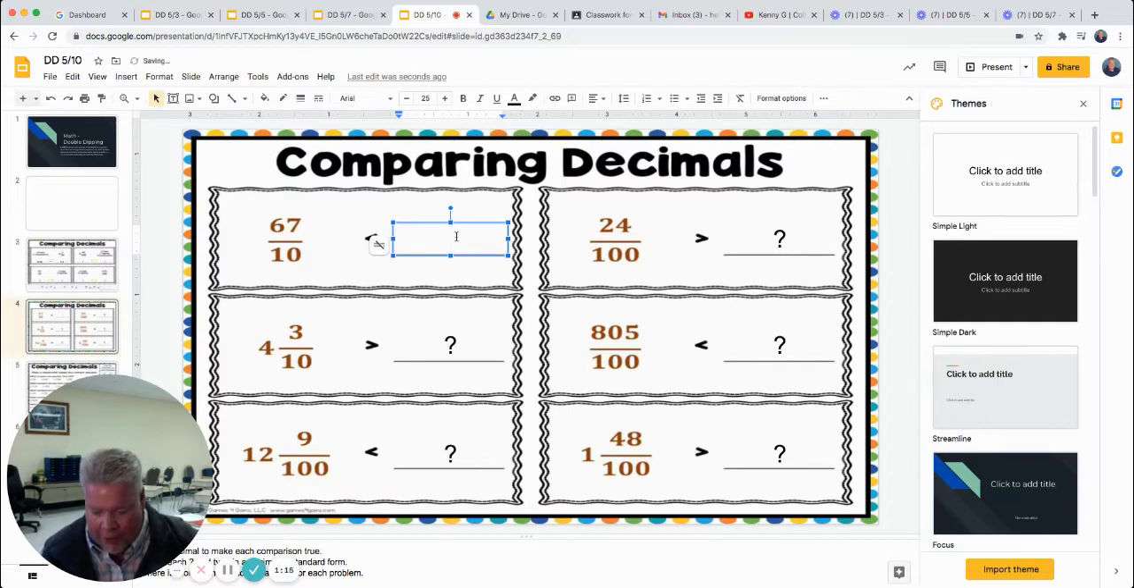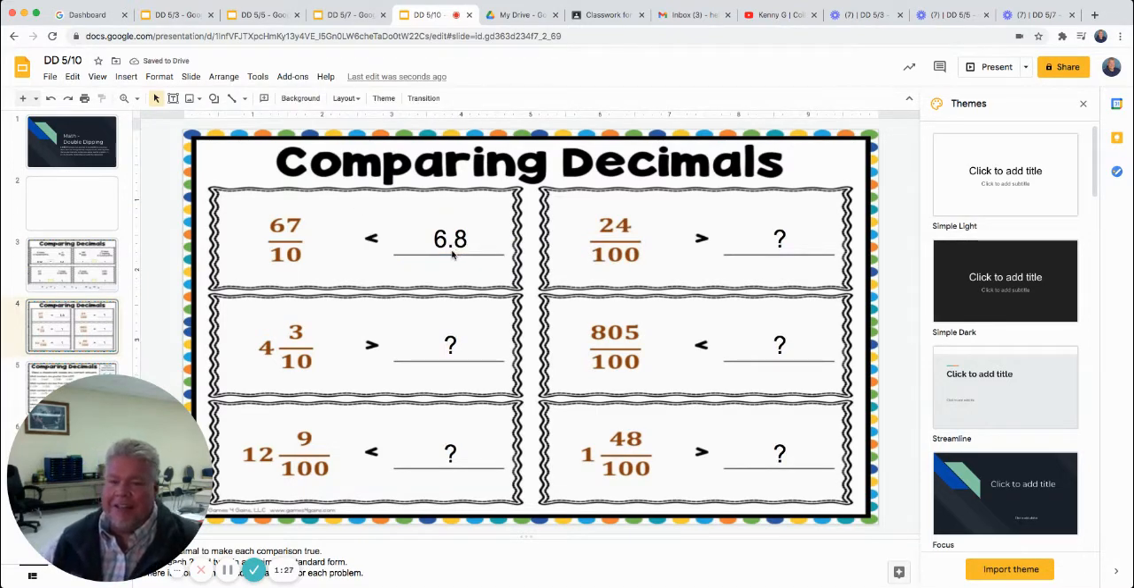Well, you'd have to decompose it and divide it and do 10/10ths, 10/10ths, 10/10ths. You would get 6 wholes and 8/10ths if you did 68/10ths. So that's 6 and 8/10ths. That's greater than 67/10ths. Doesn't sound right, but it is. Okay. All right.